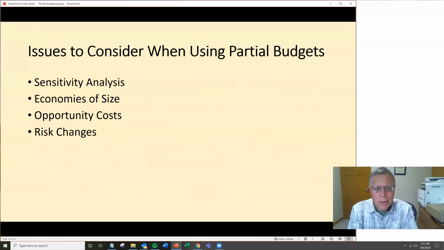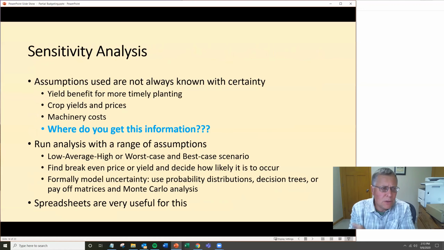Okay, now what I'd like to do next is to think about some issues to consider when using partial budgets. This analysis is not perfect. No analysis is; it has various assumptions, and so we want to examine some strengths and weaknesses. We want to focus on some of the weaknesses just to give students a fair understanding of it all. So we'll talk about sensitivity analysis, economies of size, opportunity costs, and risk changes. Sensitivity analysis is going to be important. Assumptions are used, and they're not always known with any kind of certainty.